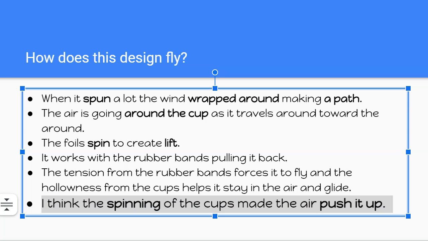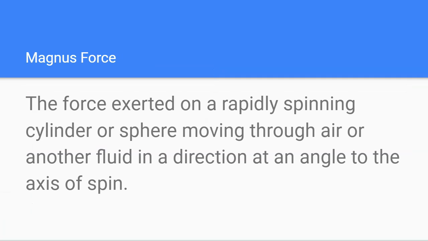We're going to look at some engineering principles now. What we're looking at with these cups is the Magnus force, and the definition is the force exerted on a rapidly spinning cylinder or sphere moving through the air or another fluid in a direction at an angle to the axis of the spin. That's kind of hard to wrap your brain around, but it is very precise and very correct. We see Magnus force in sports, in curveballs in baseball. That's what causes them to curve.